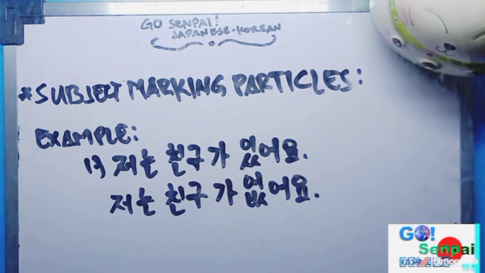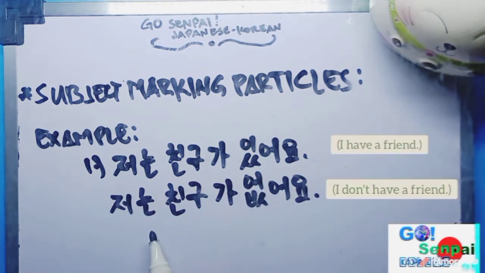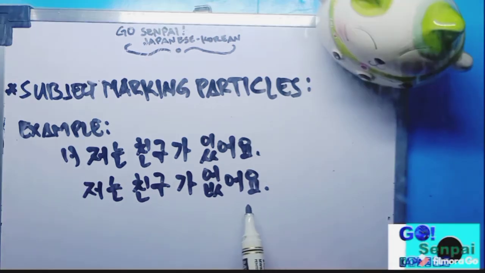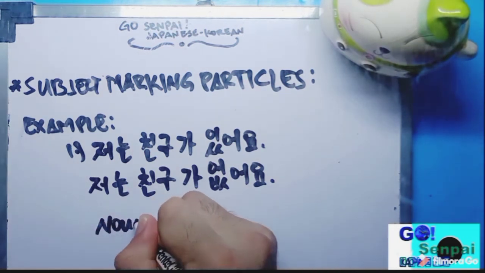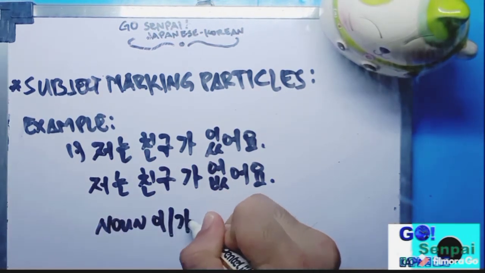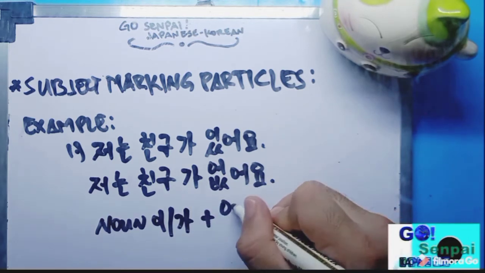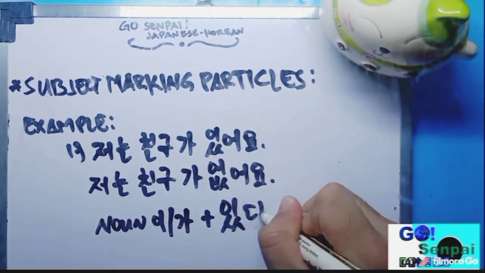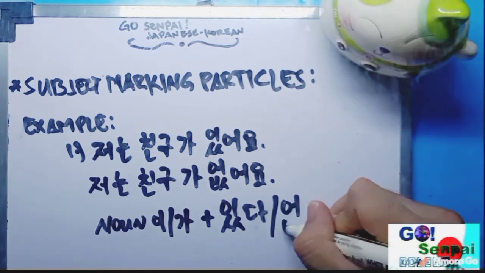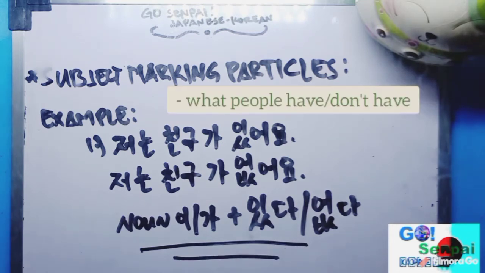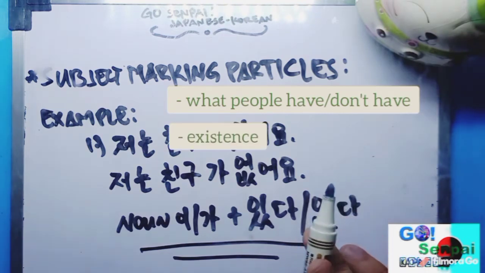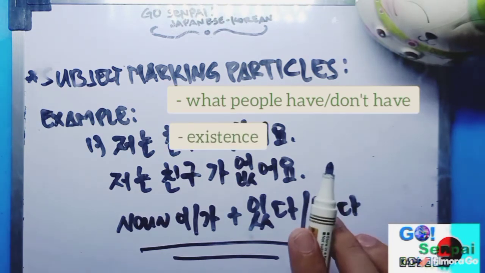We have here 저는 친구가 있어요. 저는 친구가 없어요. So the pattern that we use here is noun 이 or 가 plus 있다 or 없다. You can use this pattern when you want to talk about what people have or don't have, and also about things that exist or don't exist.